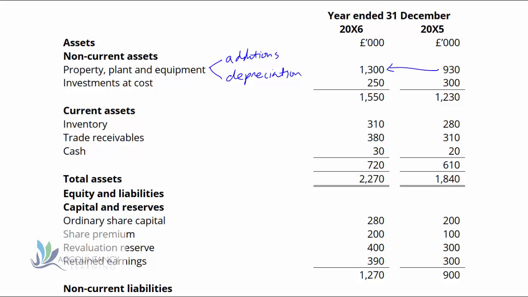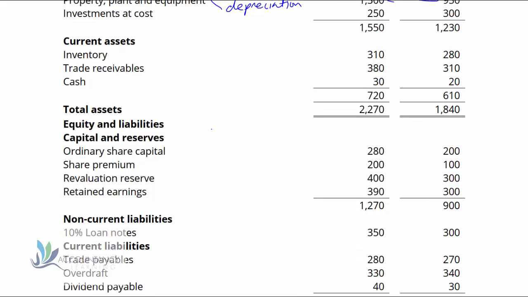but normally what we need to work out is either additions or depreciation. So typically what will happen in the exam, the notes will tell you what additions are, and therefore you've got to work out depreciation, or the notes will tell you what depreciation is, and therefore you've got to work out additions. So we're normally looking for one of these two unknown numbers, which will help to explain the movement between 930 and 1300. So we need to use these two numbers in our answer. Let's scroll down.